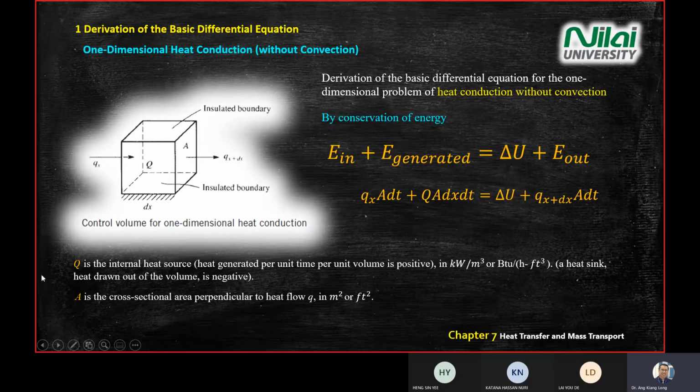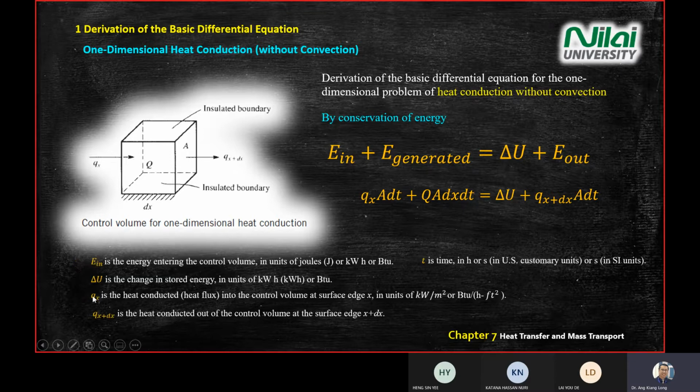If your capital Q is negative, it means that you are having a heat sink where the heat is being used. So the heat is moving out from the volume, okay? So positive means internal heat generated. If you have a negative, it means the heat is going out of the volume, okay? So capital Q, watt over meter cube, in a volume.